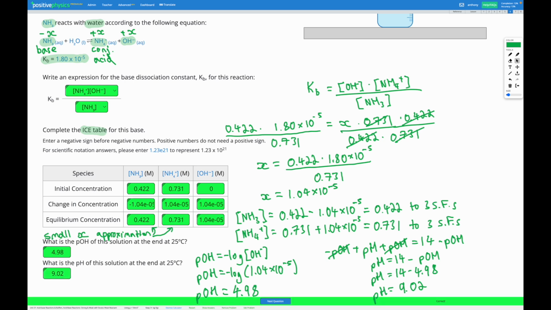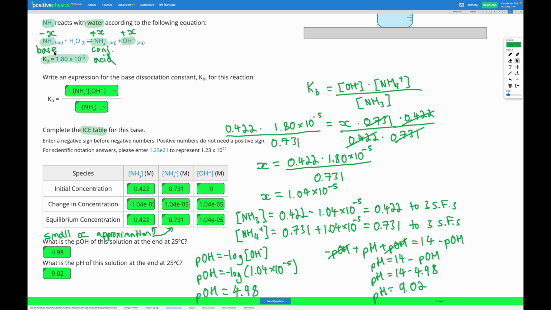Awesome. So again, there's a lot of steps in this question. In this one, we had an acid and a base reacting together, one strong and one weak. The weak one was in excess. In this question, we had a weak base in excess. As a result, our final pH was greater than 7, meaning the solution was basic because we had extra base left over at the end.